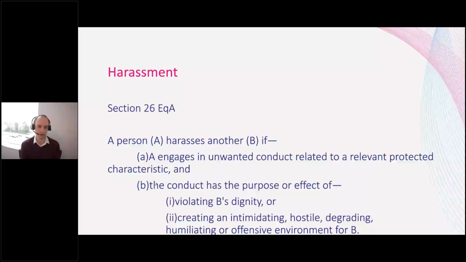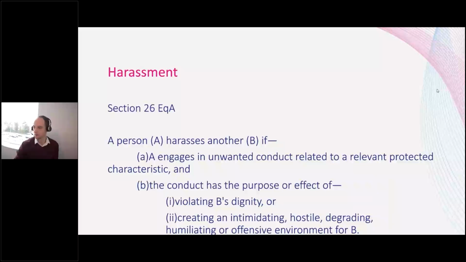A person harasses someone else if they engage in unwanted conduct related to a protected characteristic, which has a very complicated two-part definition. I would have loved to have been a fly on the wall when they were drafting this, because somebody clearly went, how many different words that are almost synonymous can we get in part 2 there? But broadly, you're looking for it to have the effect of creating an intimidating, humiliating, or offensive environment. It's a relatively low test. If somebody is offended by it, it generally meets that definition.